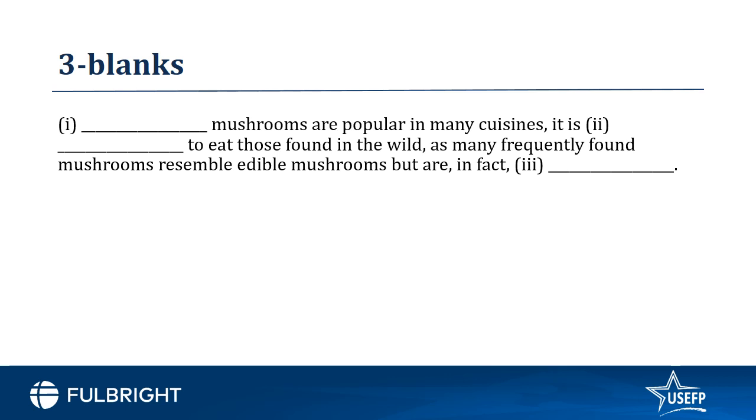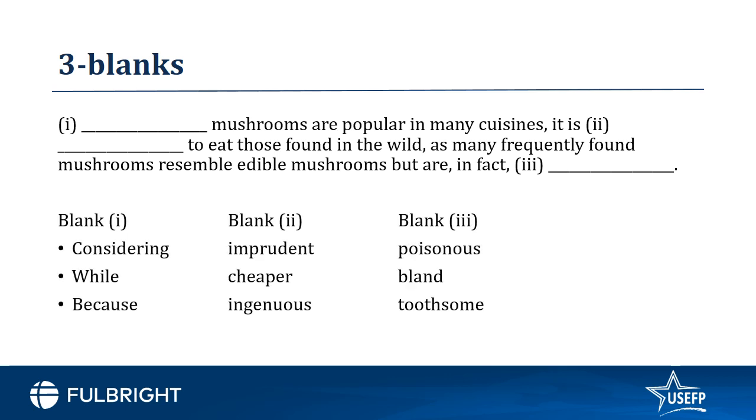Let's now look at the answer options. For blank 1, we have considering, while, and because. For blank 2, we have imprudent, cheaper, and ingenuous. For blank 3, we have poisonous, bland, and toothsome.